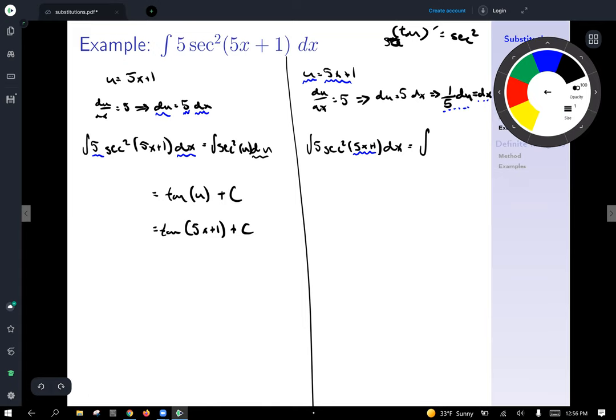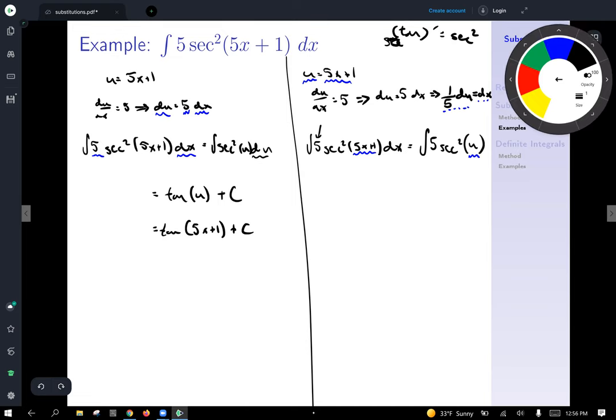All right, the thing here is, notice I didn't address the 5 yet. It doesn't fit into the way I'm doing it, so we're just gonna leave it there. Well, it's a constant. We know we can pull a constant through. It would be fine in the long run, but this is where the magic happens. Okay, secant squared of u, and then dx becomes this entire expression of 1/5 du. Apologies, du. Does that make sense? And so we're doing the dotted line for 1/5 du.